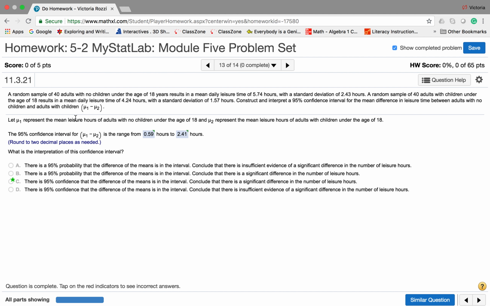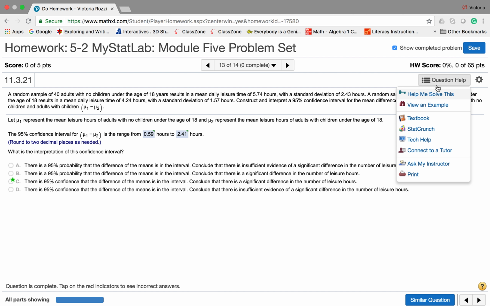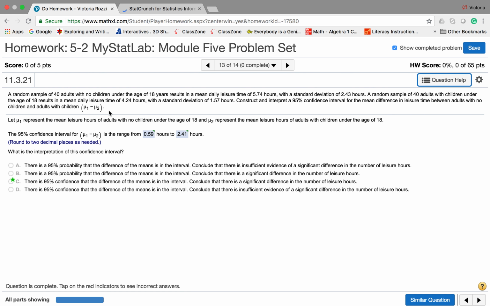Okay, so first thing we're going to do is use StatCrunch. I think it's the easiest to do. So if we go here, we're going to do question help, and we're going to click StatCrunch to open that in another window. Now here, they haven't given us all the data. They've given us the summary of the data. We have the mean, we have the standard deviation for both samples.